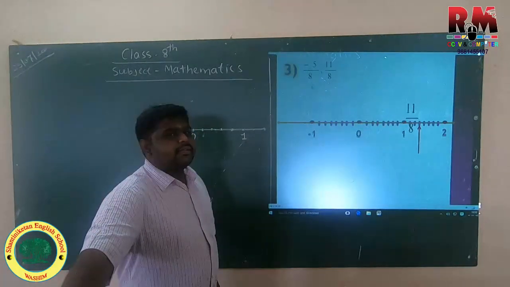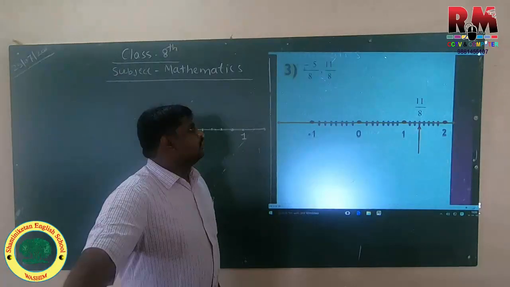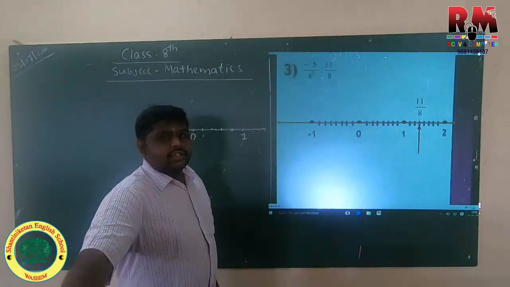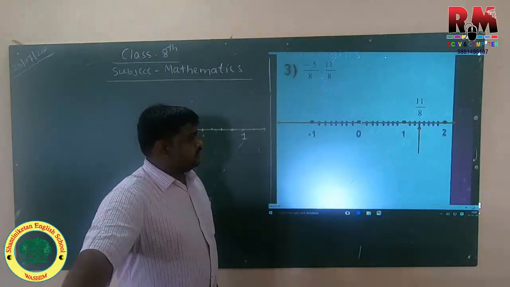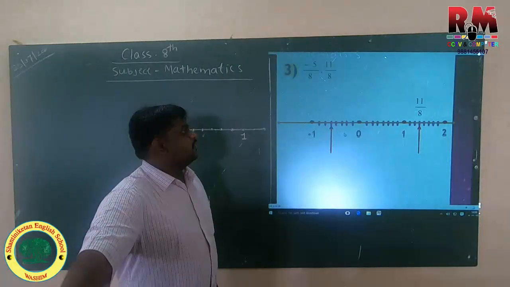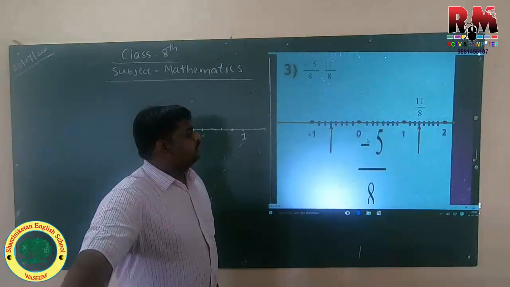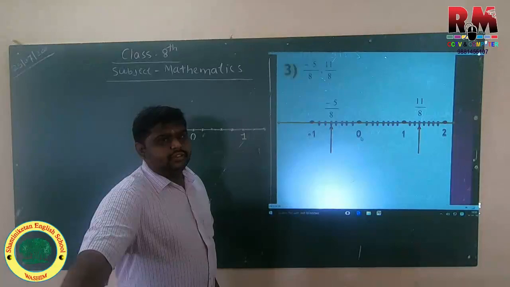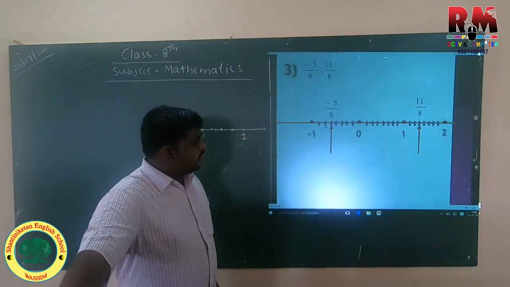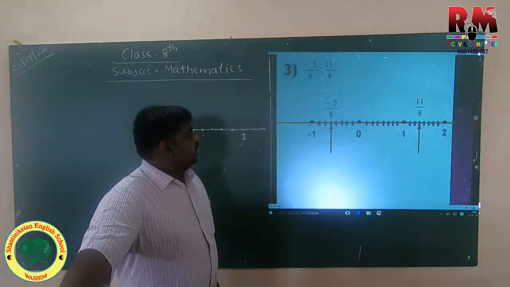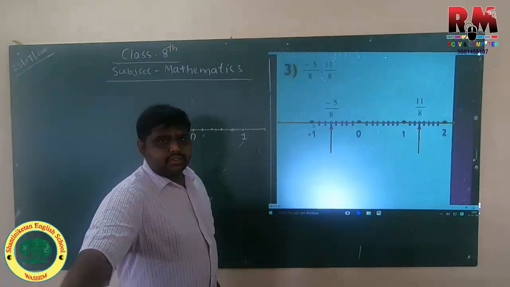Now where is minus 5 by 8? Simply the 5th dot on the left side of the 0. So 0 is 0 by 8, then minus 1 by 8, minus 2 by 8, minus 3 by 8, minus 4 by 8 and minus 5 by 8. The next dot is minus 6 by 8, next is minus 7 by 8 and next is minus 8 by 8, which means minus 1.